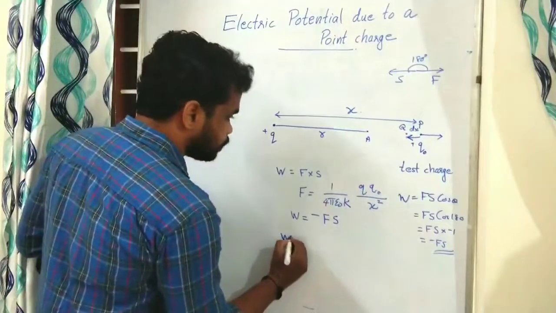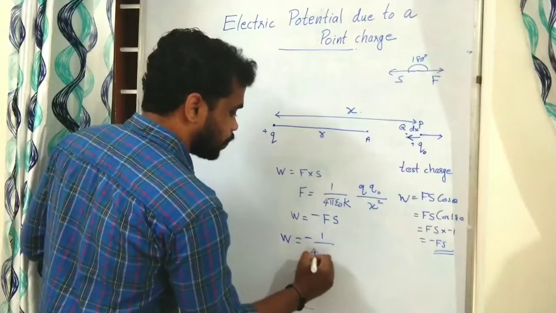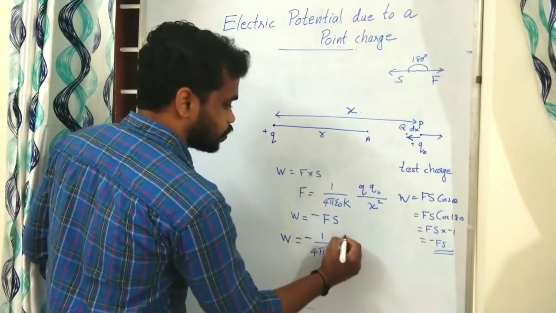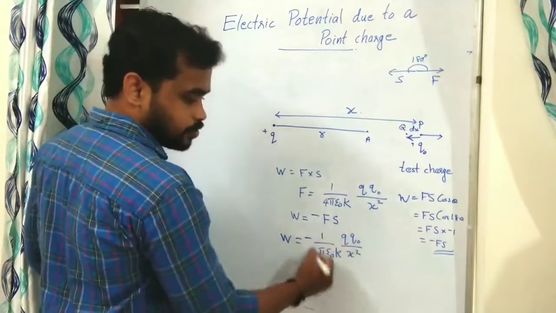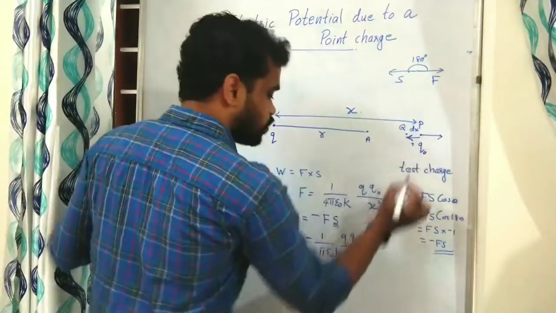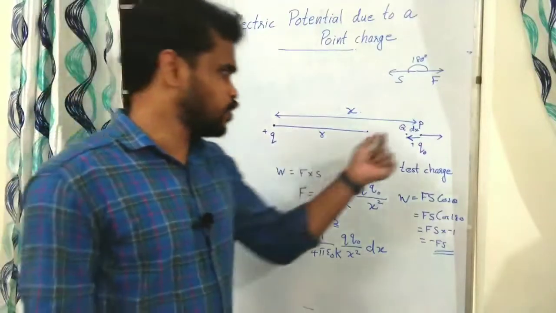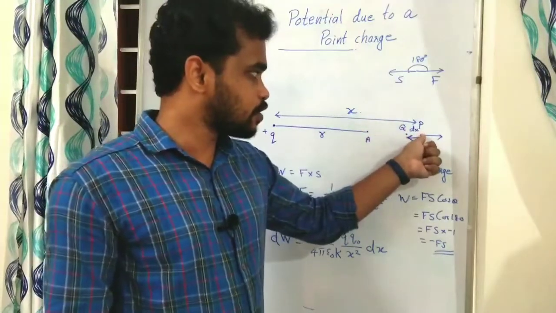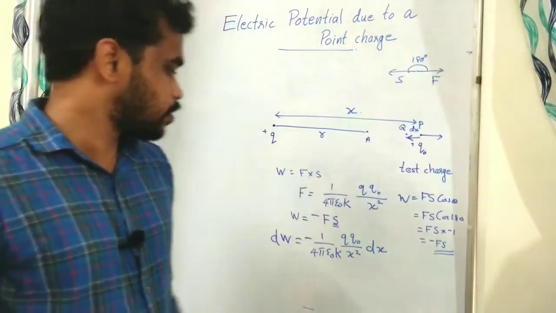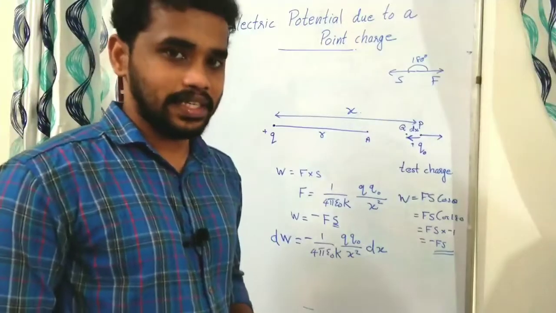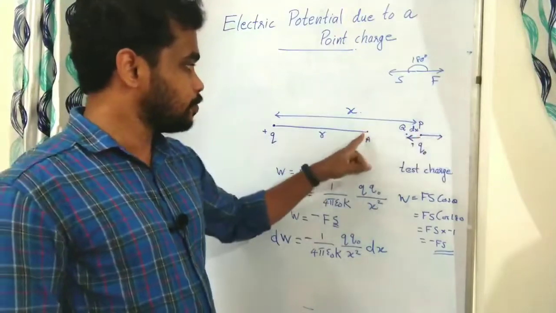Therefore, W is equal to, we can substitute the value of F here, minus 1 by 4 pi epsilon 0 K Q0 by x square into displacement. Displacement is a very small displacement, that is dx. It is a small work, dW. It is the small work you have to do to bring the charge q0 through a small distance dx. Therefore, small work done is equal to minus 1 by 4 pi epsilon 0 k q0 by x square into dx.